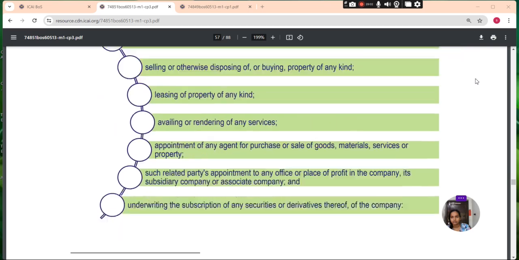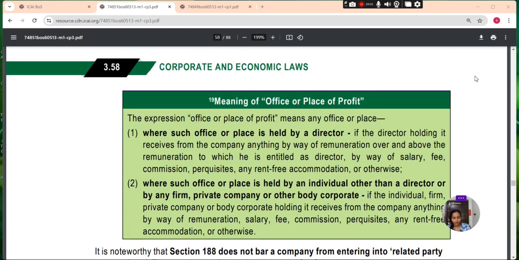After that comes, what will be the meaning of office or place of profit. The expression office or place of profit means any office or place held by a director, if the director holding it receives from the company anything by way of remuneration over and above the remuneration to which he is entitled as director, by way of salary, fee, commission, perquisites, any rent-free accommodation or otherwise. Where such office or place is held by an individual other than the director, or by any firm, private company or other body corporate, if the individual, firm, private company or body corporate holding it receives from the company anything by way of remuneration, salary, commission, perquisite, any rent-free accommodation or otherwise.